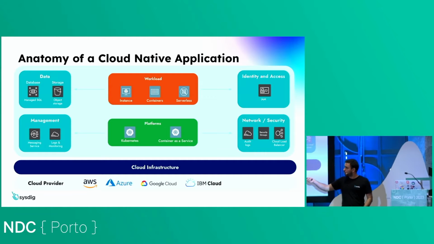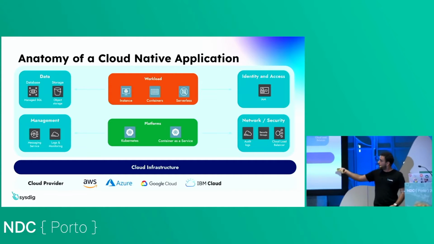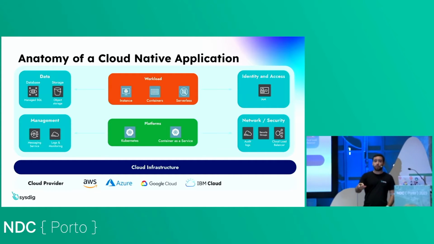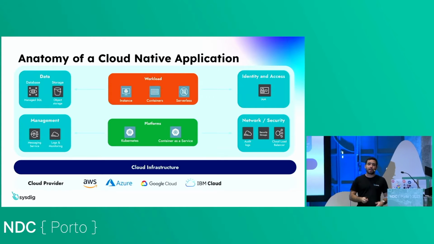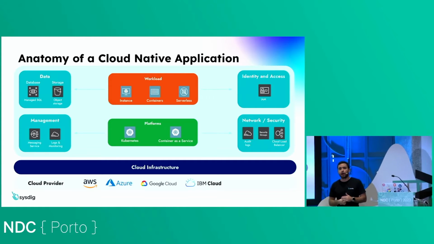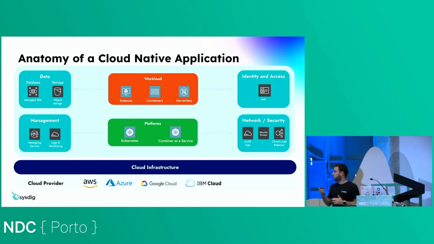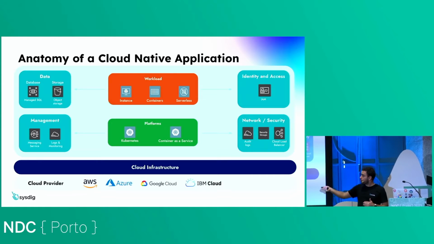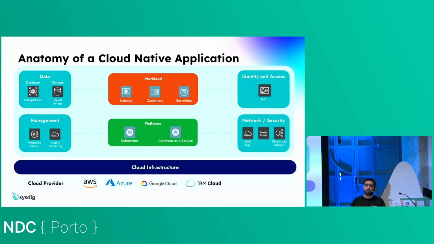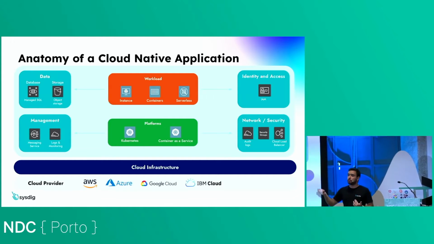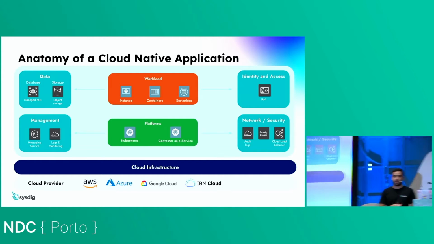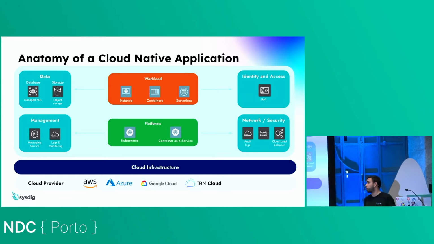Finally, you have management with messaging services, logs and monitoring. You have the platform that can be provided, Kubernetes, containers as a service. And you have the network part with audit logs. You have load balancers and the groups. You have the cloud infrastructure, and you have the cloud provider. And in this case, I'm putting some public, but you could also be thinking in a very similar way about a private cloud, not necessarily a public one.